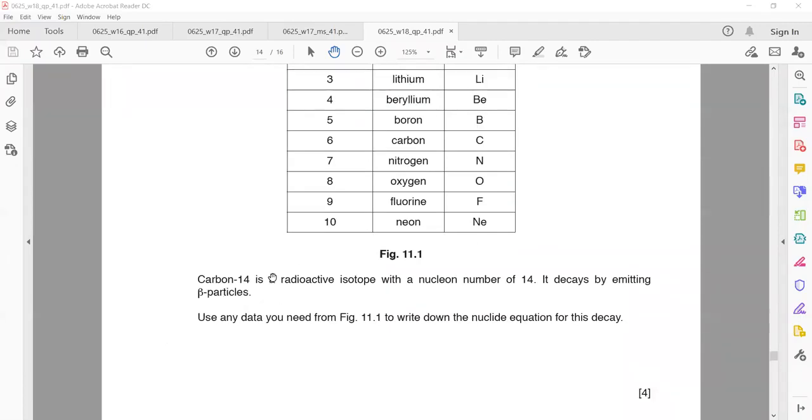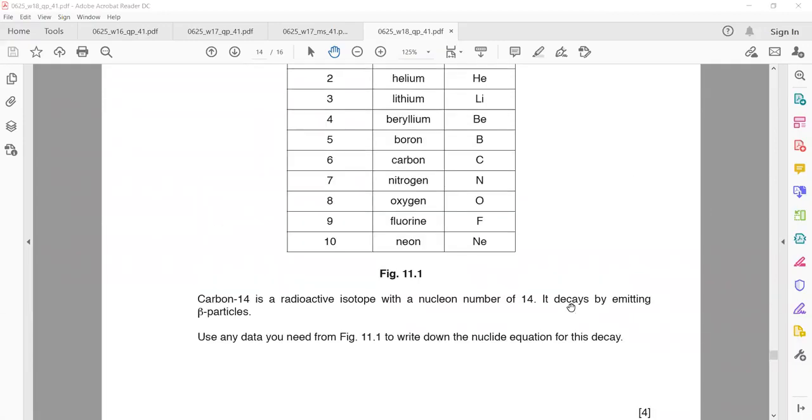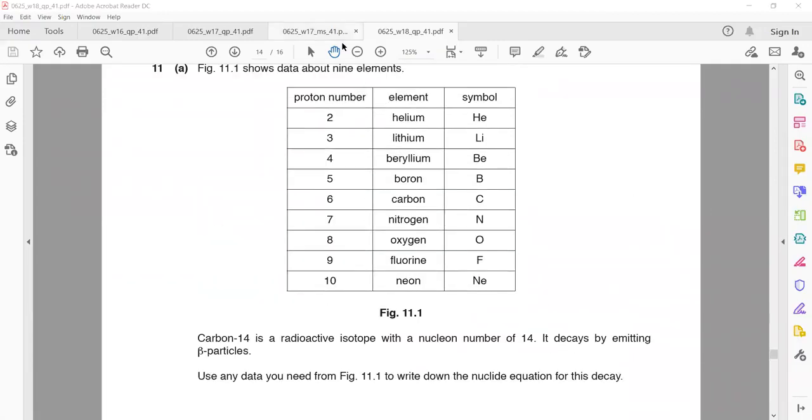Carbon-14 is a radioactive isotope with a nucleon number of 14 and it decays by beta. Use any data you need from figure 11.1 to write down the nuclide notation for this decay. So carbon-14 is there. I will answer on the left hand side. So you have carbon-14, so the nucleon number is 14.